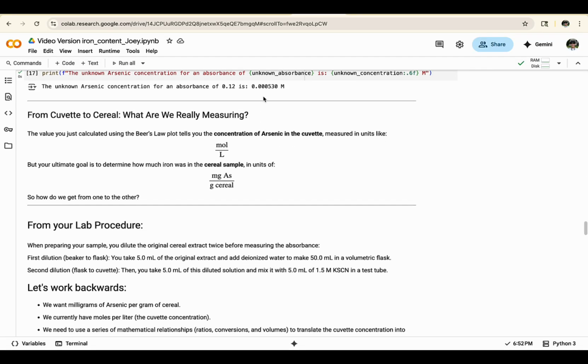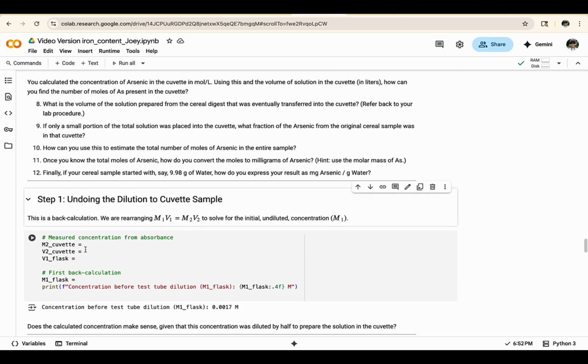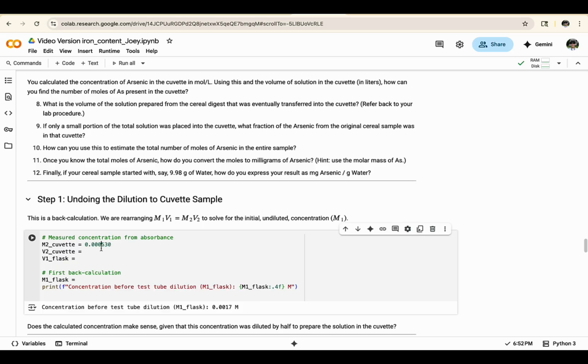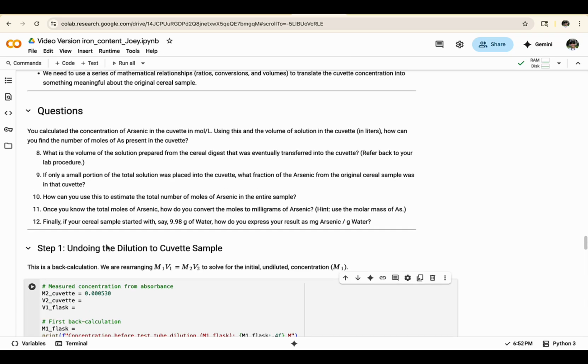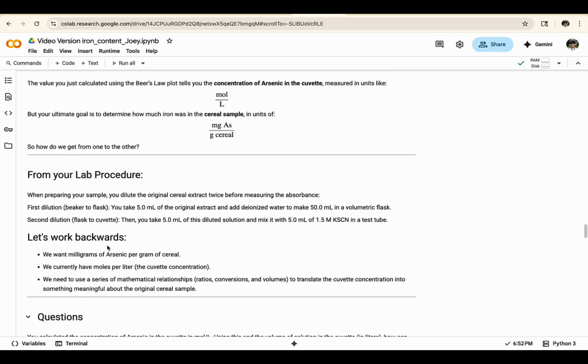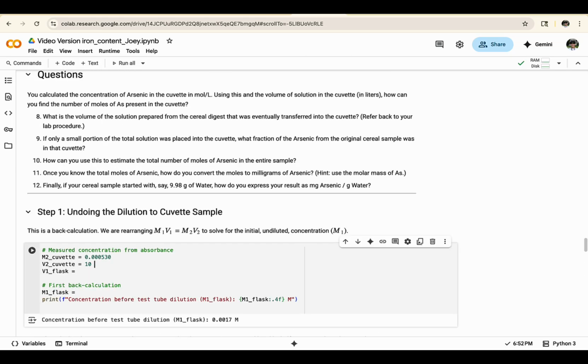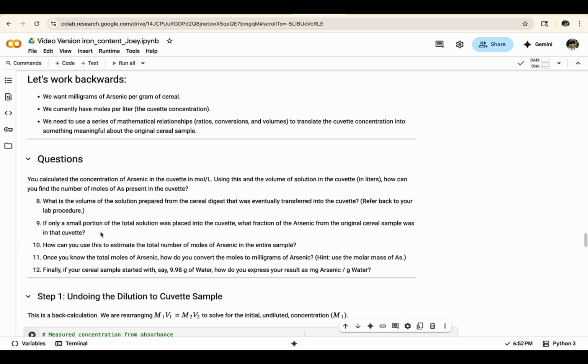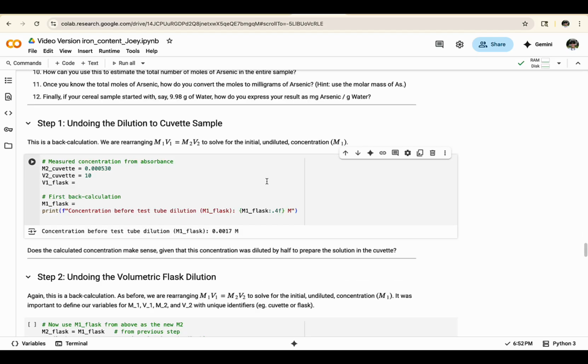The first value that we have is this arsenic concentration that we got. Yours will be iron, but ours is 0.000530. So that's the last concentration that we have, or the M2 value. So let's put that in. Then we know that the volume is 10 milliliters. And finally, we took 5 milliliters from the original flask, which was eventually diluted.